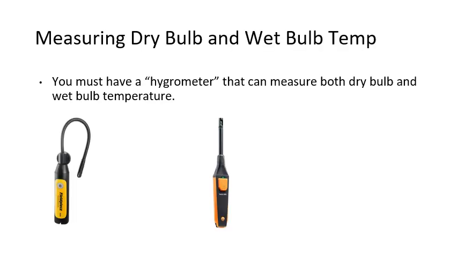In order to plot a point on the psychrometric chart, we need to be able to measure the dry bulb and the wet bulb temperature of the air. An instrument that can do that is called a hygrometer. It can measure both dry bulb and wet bulb temperature. You see two examples of hygrometers that technicians use in the field. One's made by Fieldpiece, the other one is made by Testo. There are others, they're very accurate, they're affordable, and it's important to have two of them. That way you can take both your supply and your return air readings simultaneously.